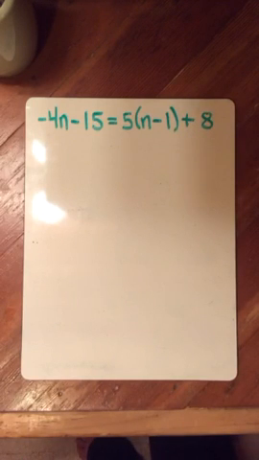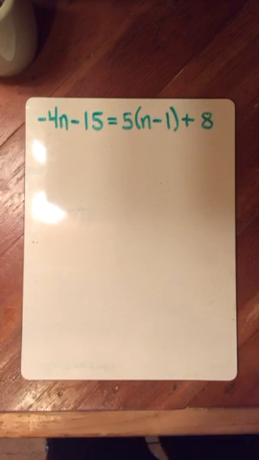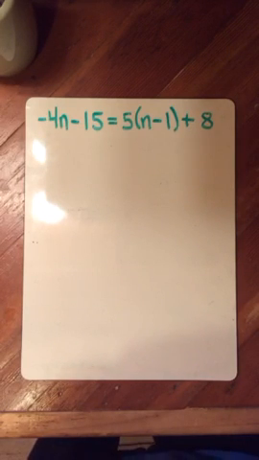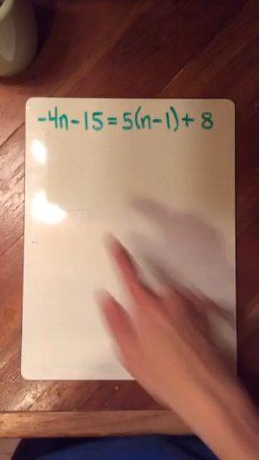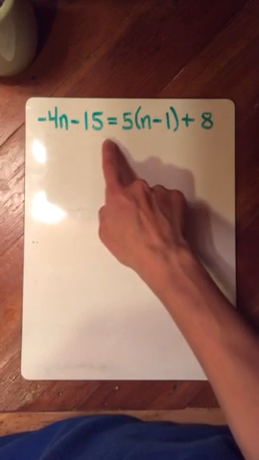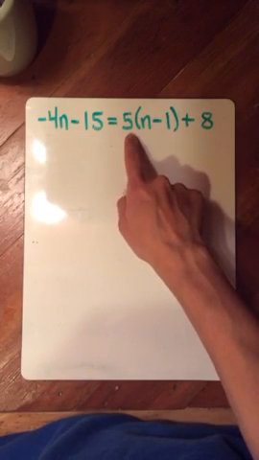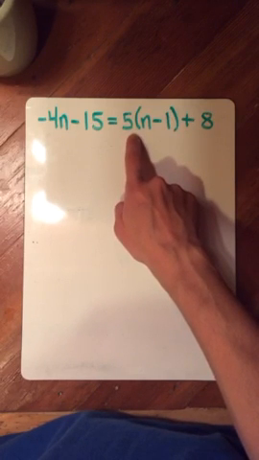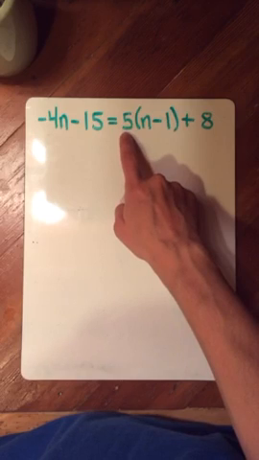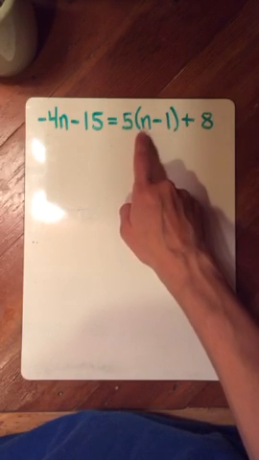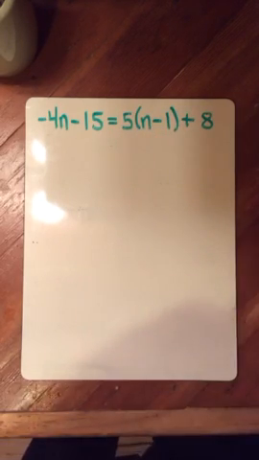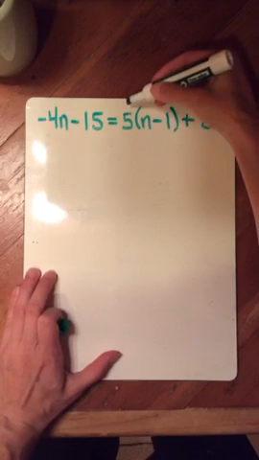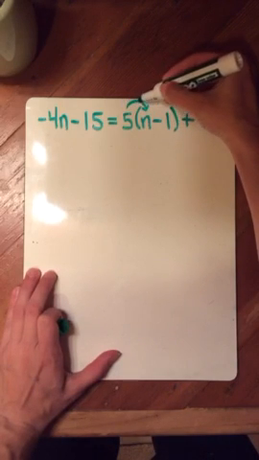In your notes, you have 5 steps for solving a multi-step equation. Step 1 is always to distribute. So we're going to look through the problem and find where we have a number directly outside the parentheses with no addition or subtraction separating it. That means that 5 is being multiplied by the quantity of n minus 1. So I'm going to distribute 5 into the parentheses.